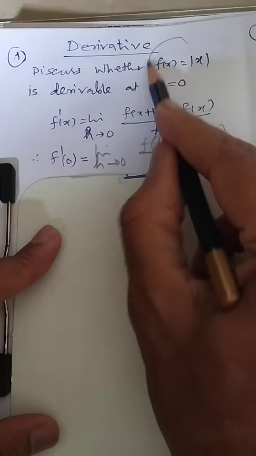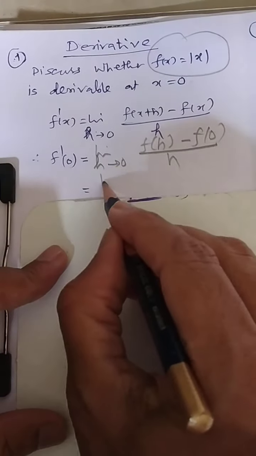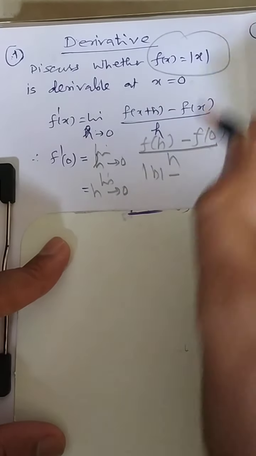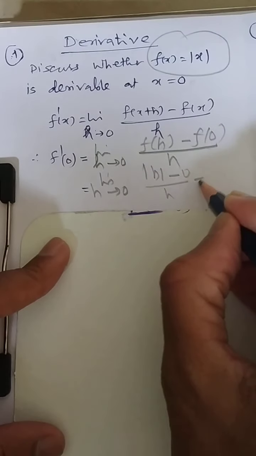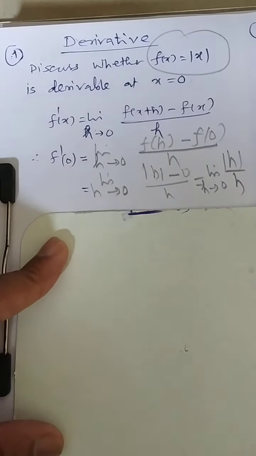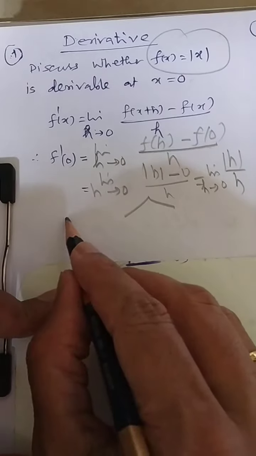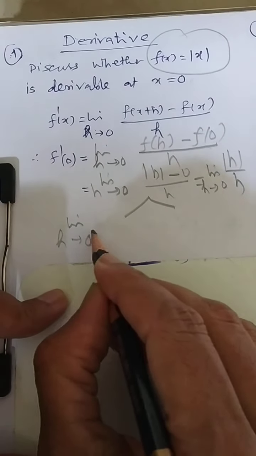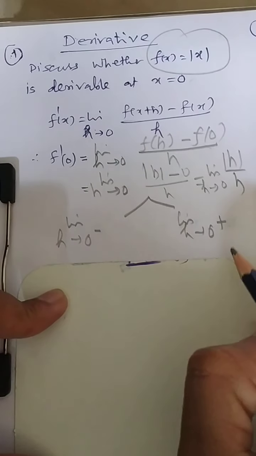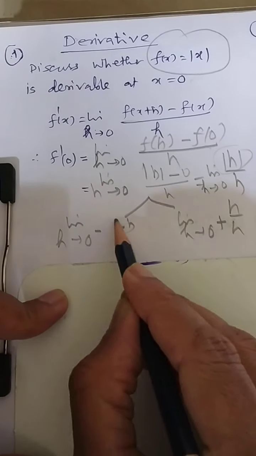What was the function given? f of x equal to mod x. Therefore, limit as h tends to 0 of mod of h minus, if you are putting 0, then 0, upon h. So the problem is now limit as h tends to 0 of mod h upon h. You all know that mod h is not defined directly, so you have to talk about limit as h tends to 0 negative and limit as h tends to 0 positive, the left hand limit and right hand limit. For h positive, mod h is h by h, and over here it will be minus h by h.